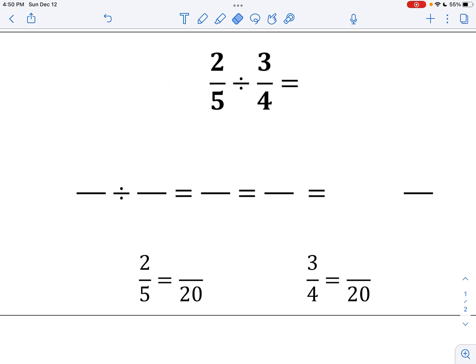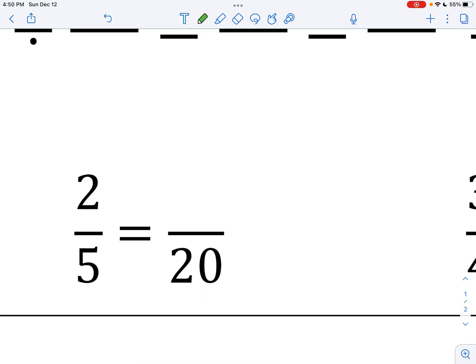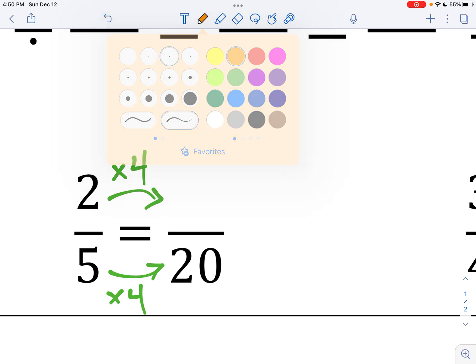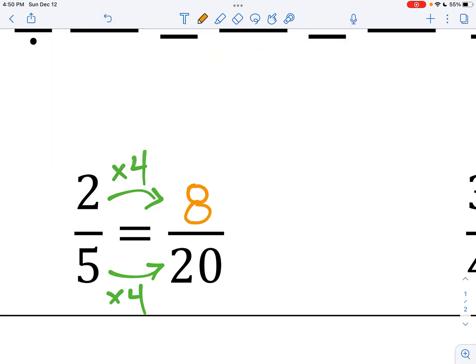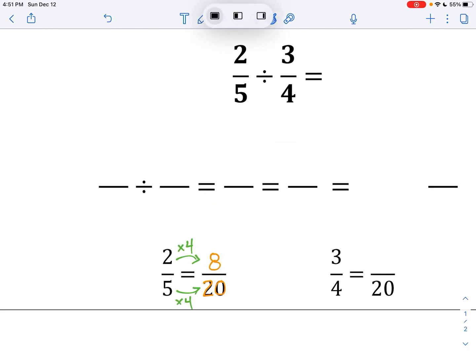All right. So now I'm going to zoom down here, and I'm going to figure this out. Let's see, 5 times 4 is 20. So I need to multiply the top number, the numerator, by 4. And I know 2 times 4 is 8. So 8/20 is that answer.